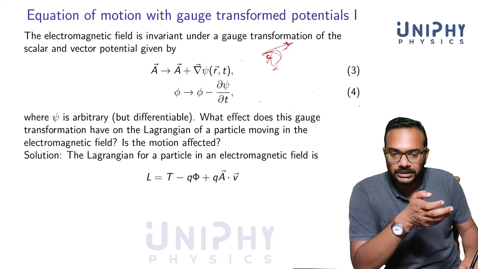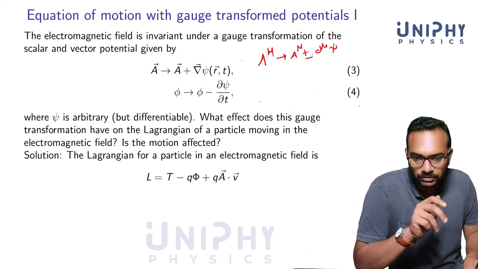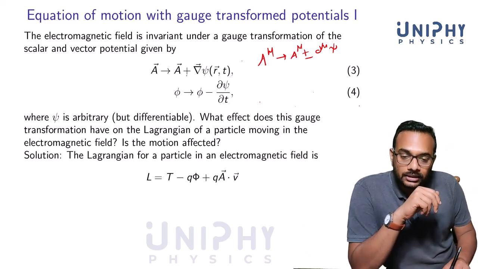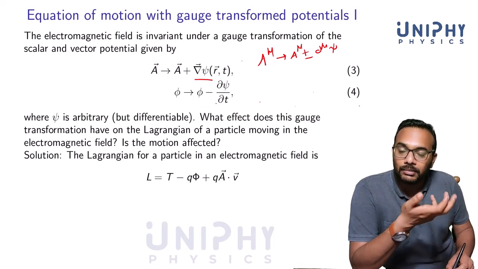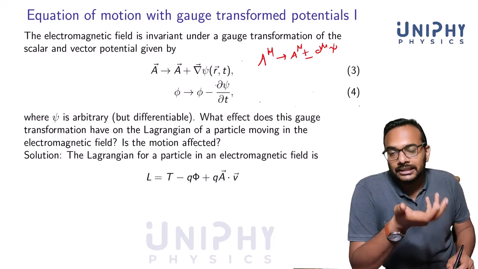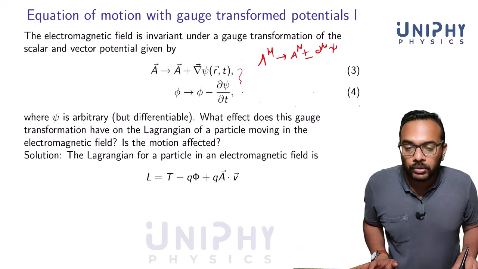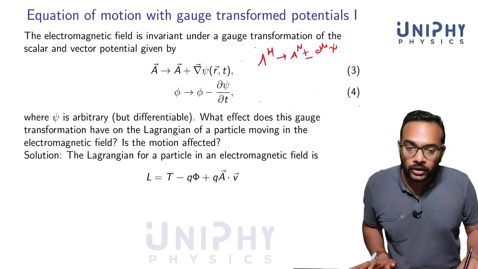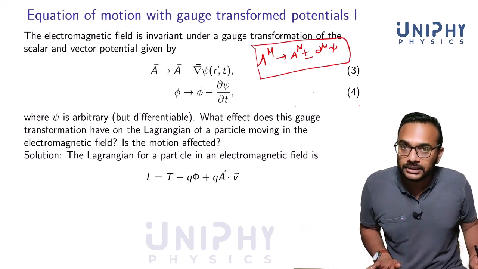When you write it as a 4-vector, it is this A_μ going to A_μ plus ∂_μψ or minus ∂_μψ. It's also a gauge transformation, doesn't matter. So you have to remember that it's A vector going to A vector plus ∇ψ and φ going to φ minus ∂ψ/∂t. These together. If you change any one of the potentials alone, it need not be invariant; the electric and magnetic fields need not be invariant. You have to do both these transformations at the same time, or if you write it in 4-vector notation, it's just one transformation, A_μ going to A_μ plus or minus ∂_μψ.